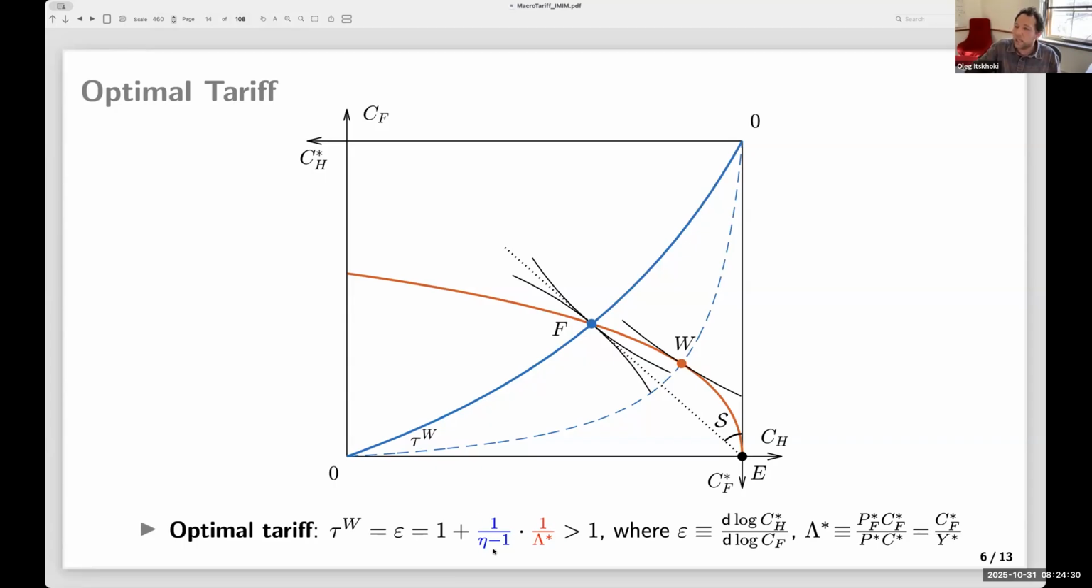And the only case when you're not going to want to set the tariff is when this eta goes to infinity. This is when you converge to this line as the budget constraint of the country, and then you cannot manipulate your terms of trade, and then you set zero tariff. But in all other cases, you want to set a positive tariff. Okay, very good. So this is the standard trade logic.